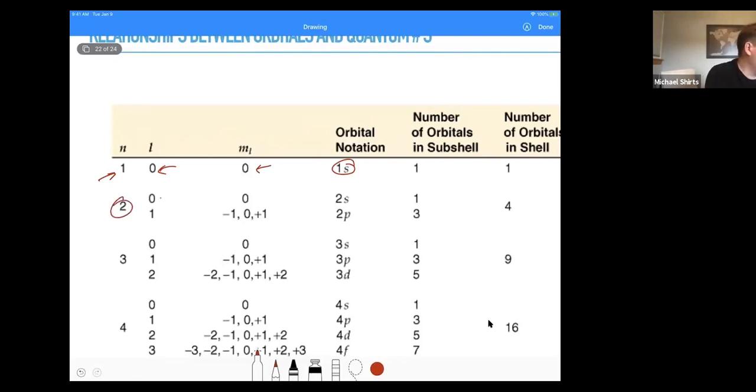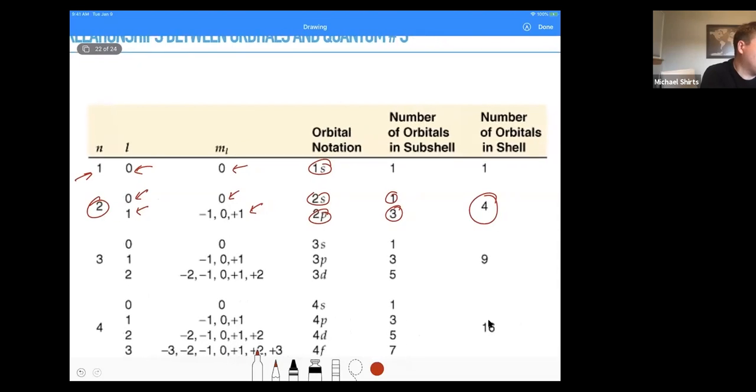If n equals 2, then L actually has 2 possible values. And if L is 0, M, the magnetic quantum number, also has to be 0. But if the angular momentum quantum number is 1, then -1, 0, and +1 are all possible. So those are the 2s, if 2 for the principal quantum number and s for the angular momentum quantum number, and 2p is the other possibility if the angular momentum quantum number is 1. ML is the orbital. So there's 1 orbital in the 2s subshell and 3 orbitals in the 2p subshell for a total of 4 orbitals.